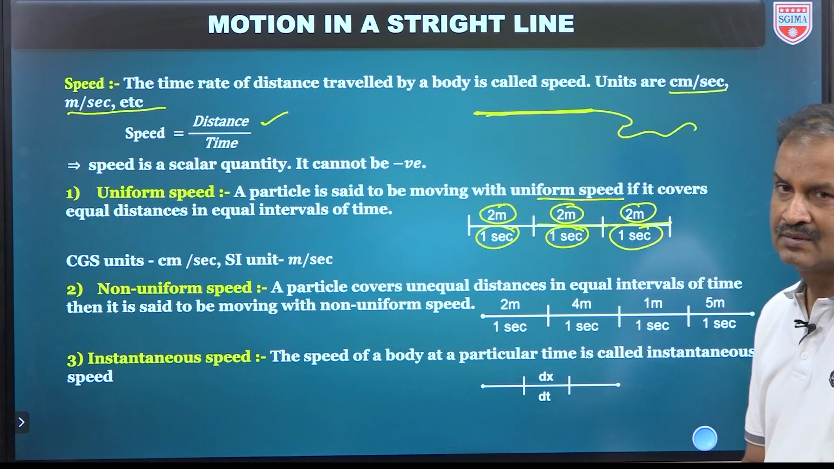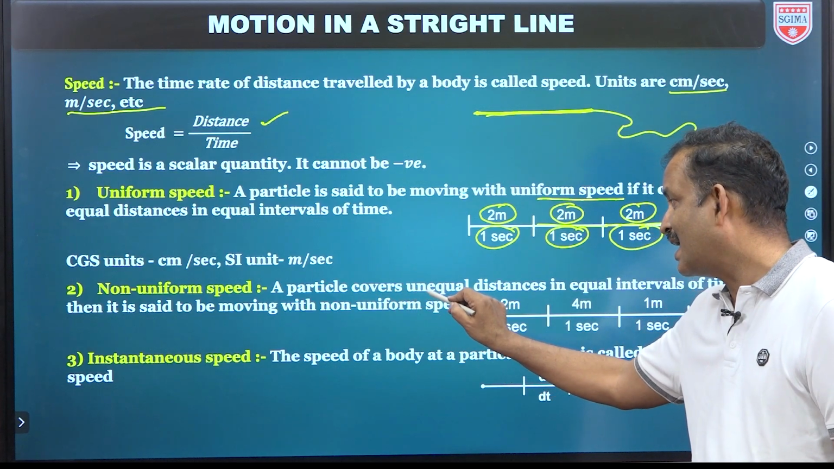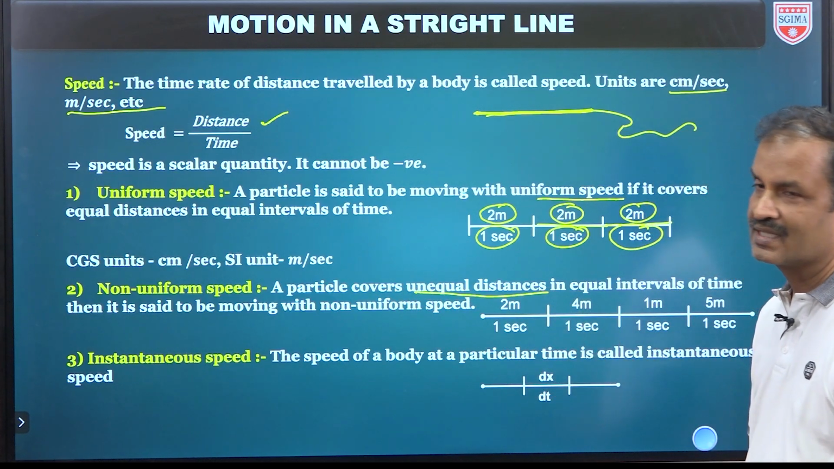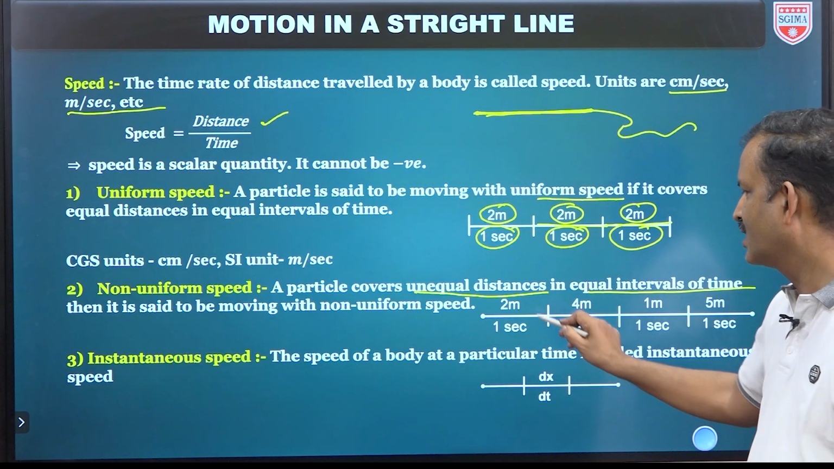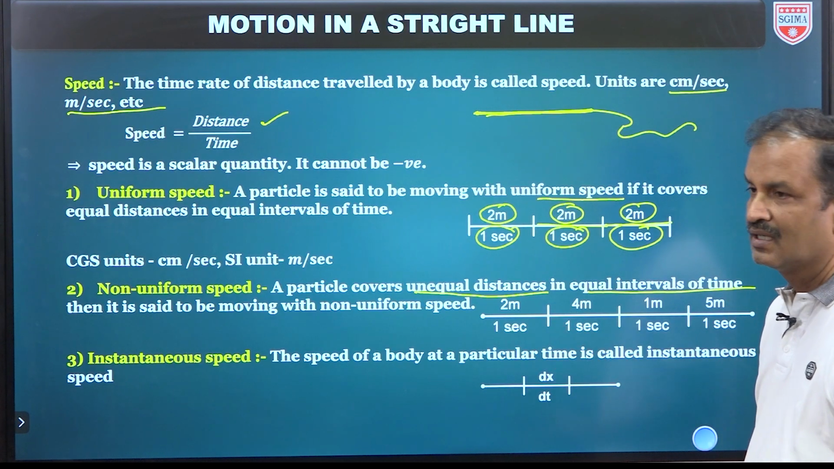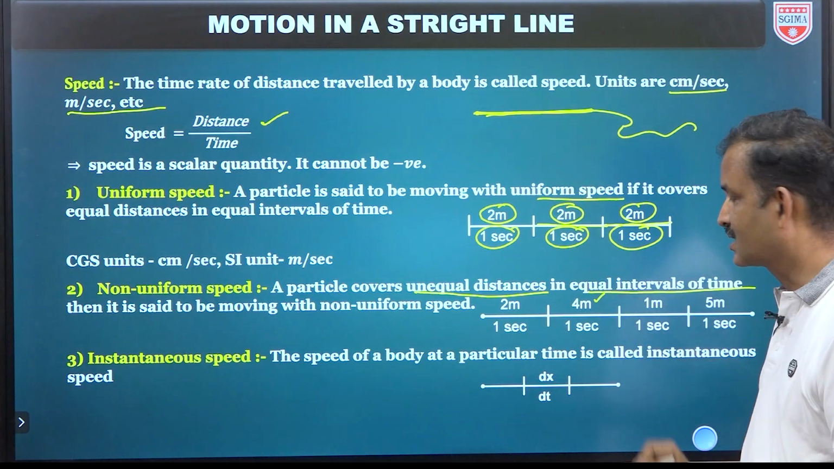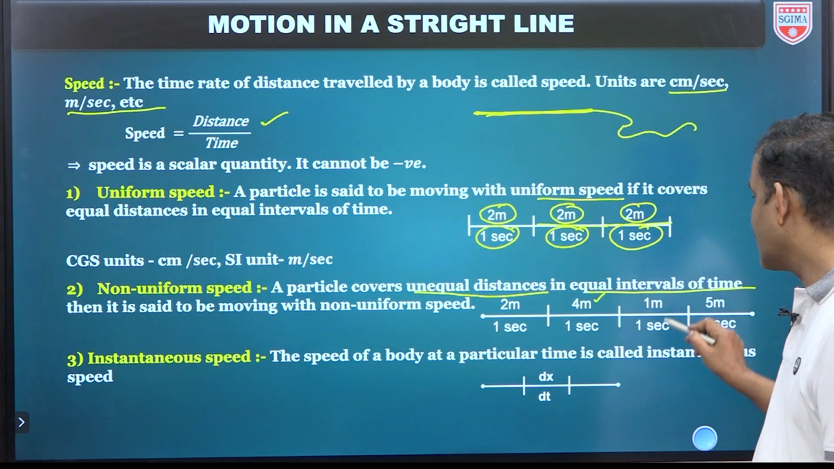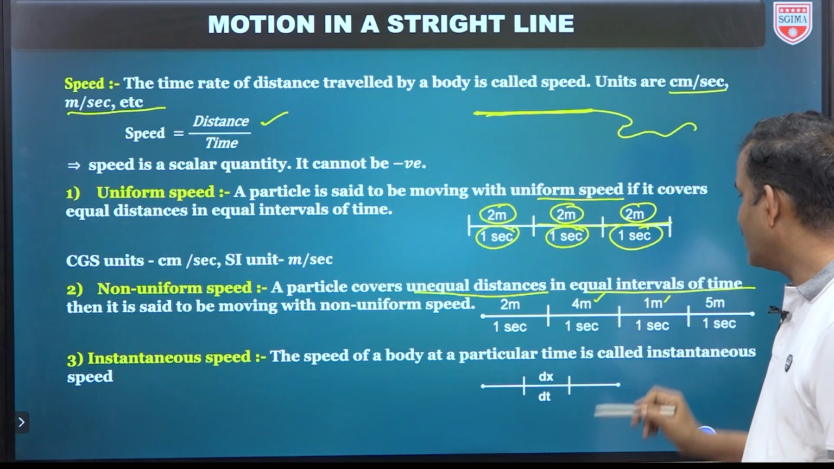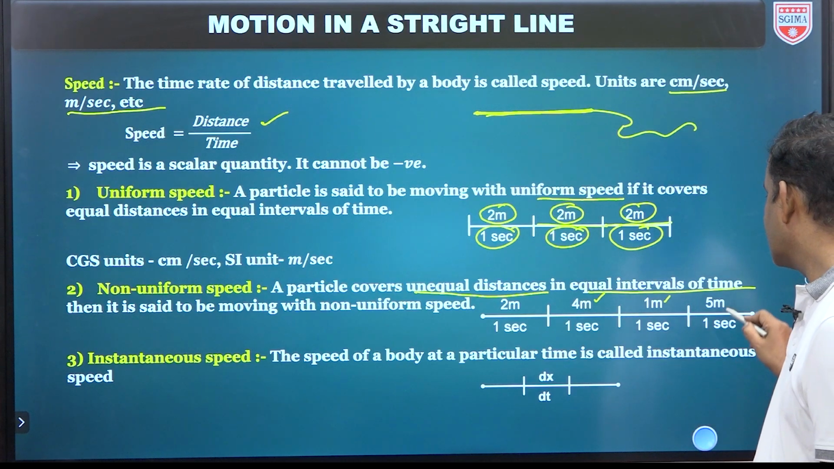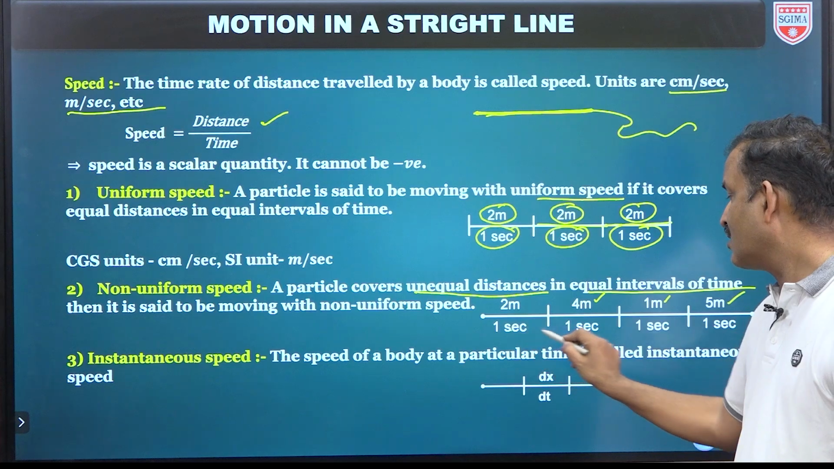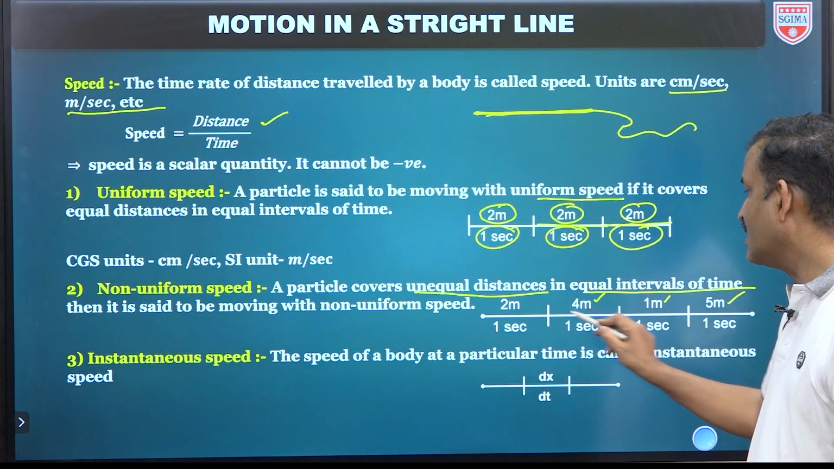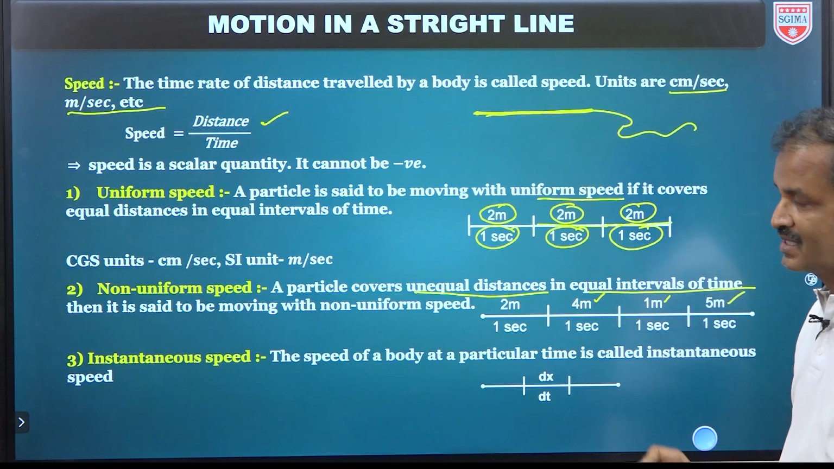Non-uniform speed. A particle covers unequal distances in equal intervals of time. For example, 2 meters in the first second. In the next second, it travels 4 meters. In the next second, it travels only 1 meter. In the next second, it travels 5 meters. That means, in equal intervals of time, it travels unequal distances.